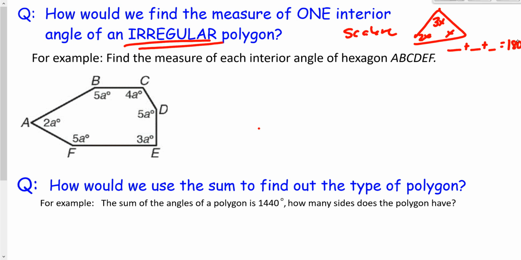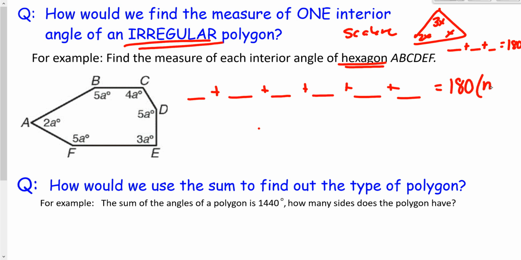The same thing is going to apply to a hexagon. You would need to add all 6 angles up and set it equal to its total. What is its total? You have to find it. It's the 180 times your n minus 2. Your n in this case is going to be 6. So this is going to be 180 times 4, which when you put it into your calculator is 720 degrees.